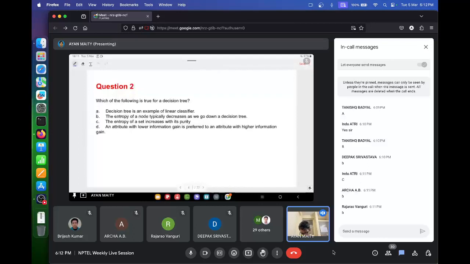The correct answer is option B. The first option says that decision tree is an example of a linear classifier. So the decision tree is certainly not a linear classifier. It can classify non-linear decision boundaries also. So it is not a linear classifier.